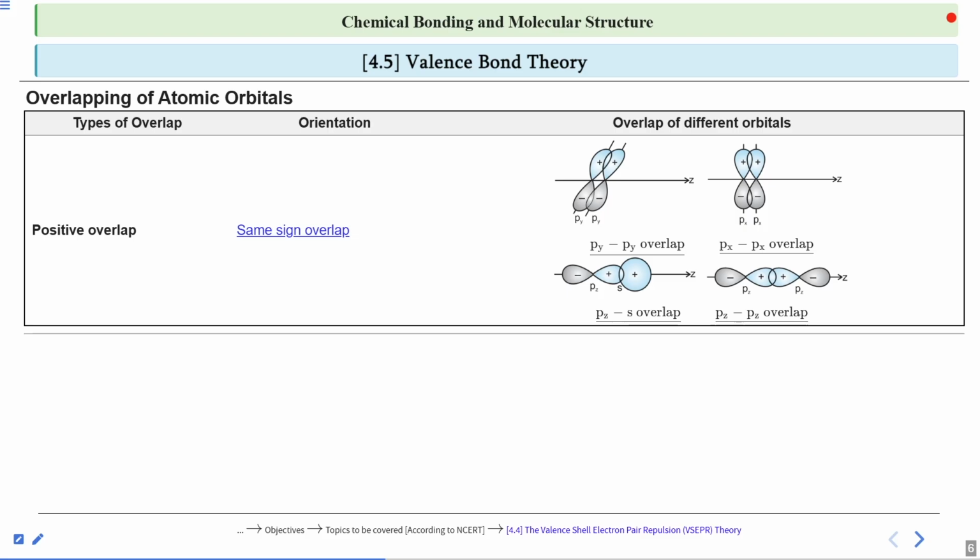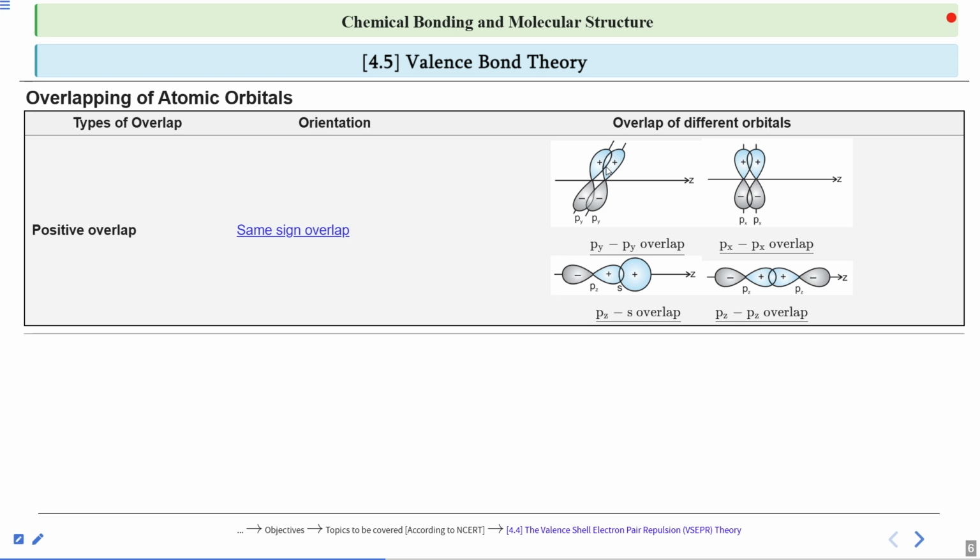The first condition is positive overlap. What happens in the positive overlap? If you look at the diagram, then 3 to 4 types of positive overlap are mentioned here. In the first case, two py atomic orbitals are combining. Okay, and remember students, if you look at the signs which are being merged together, you can clearly see that there is not complete merging. Only a small part of the atomic orbital is merging with the other orbital.